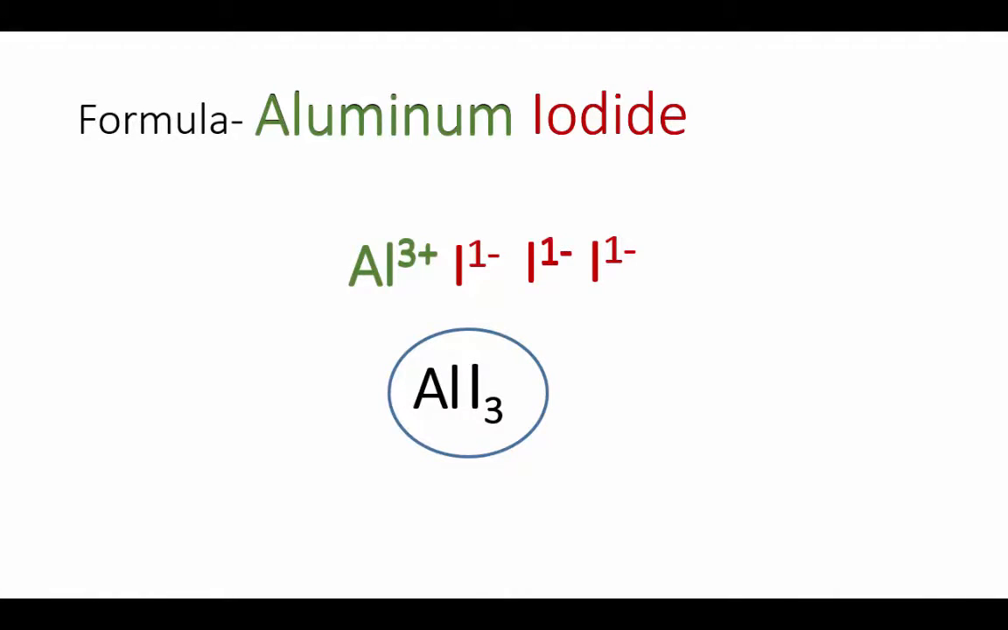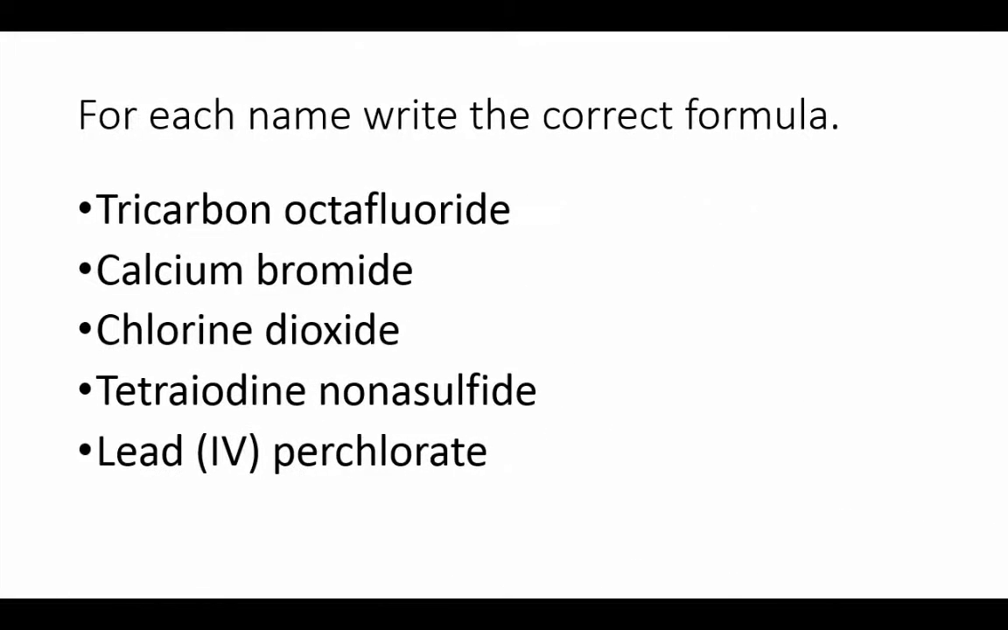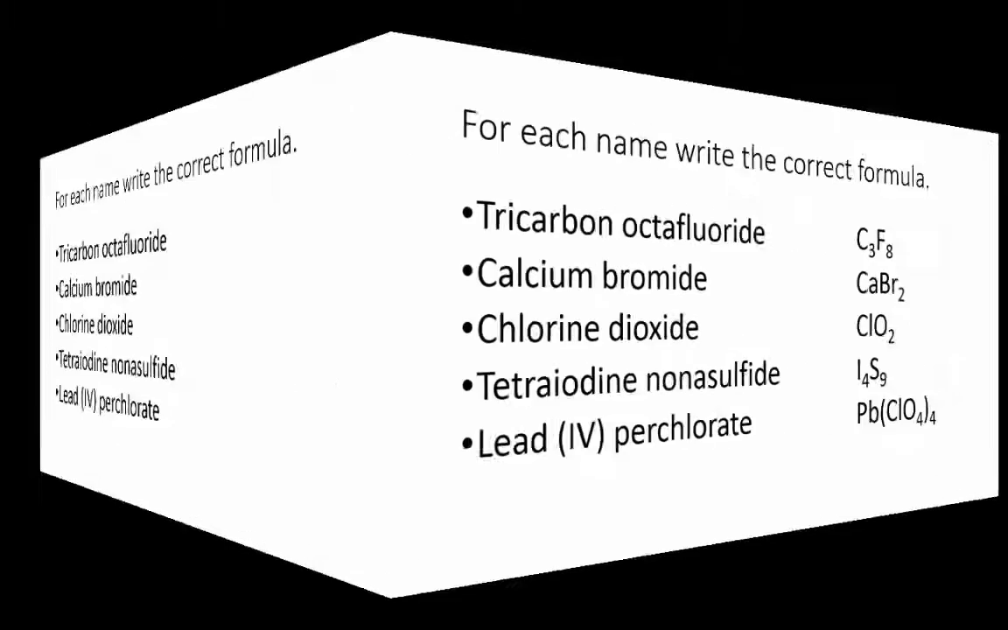So now time for some practice. Write each name into your notebook and then write the correct formulas. After you pause this video, and then when you restart the video, you can check to see if you've done the work correctly. Remember, if you don't have prefixes in the name, it's an ionic compound, and you're going to need to look up the charges to write those formulas correctly. Pause the video now.